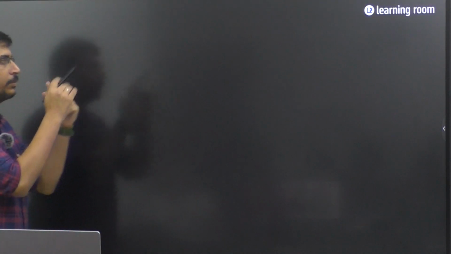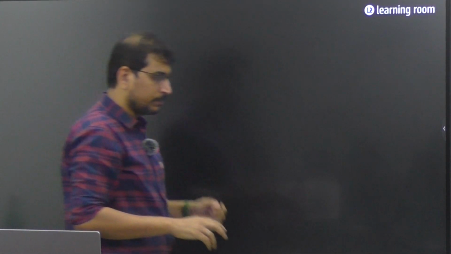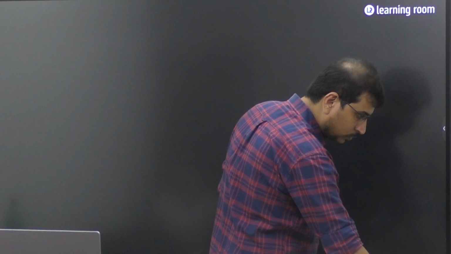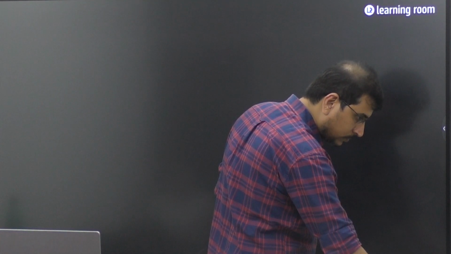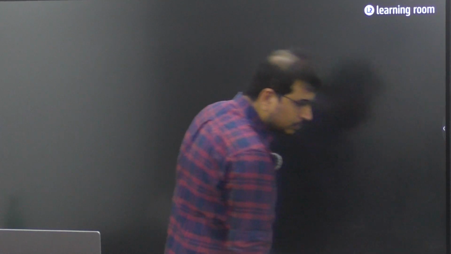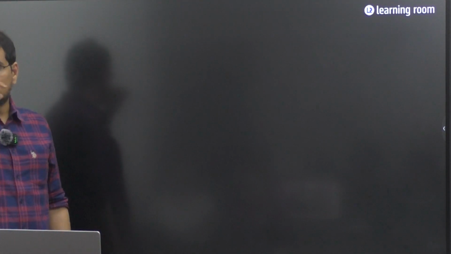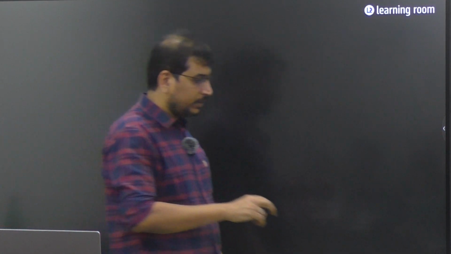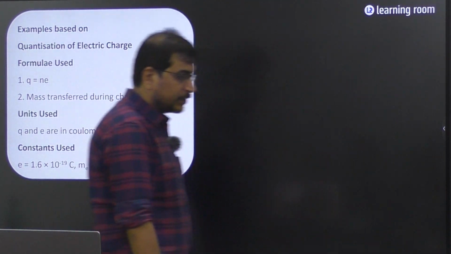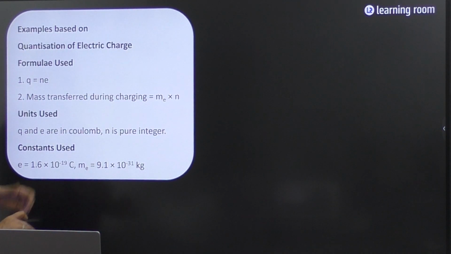Let's do a problem that is based on this concept. So we'll do problems that are based on the concept we have discussed. First, we will see a problem based on quantization of charge. So this one we discussed yesterday. Quantization is Q is equal to N into E.